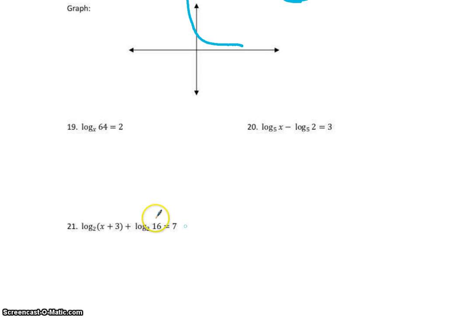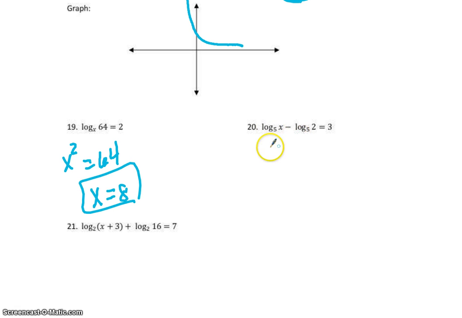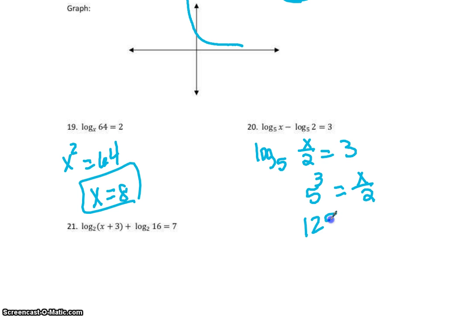Moving to number 19, log base x of 64 equals 2. This becomes x squared is equal to 64. Square root of 64 is 8. Number 20, subtraction becomes a fraction, so log base 5 of x over 2 is equal to 3. If you only have log written on one side, you have to rewrite it in exponential. This becomes 5 to the 3rd is equal to x over 2. 5 to the 3rd is 125 is equal to x over 2. Take your 2 over and multiply it, and so 250 is equal to x.